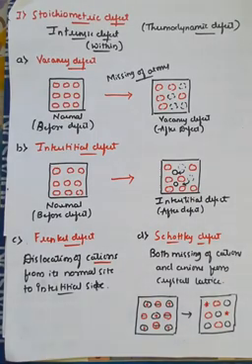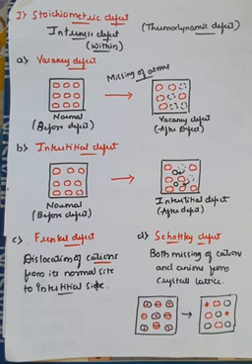Hello students, in the last class we explained the different types of defects in solids: stoichiometric defect, impurity defect, as well as non-stoichiometric defect. In the last class we completed the complete part of the stoichiometric defect.